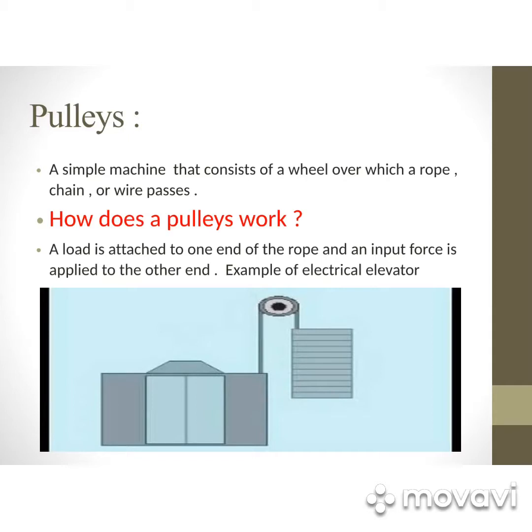This is the $1 million question. Well, the load is attached to one end of the rope, and the input force is applied to the other end. So one end of the rope is the load, the other end is the input force. This is how the electrical elevator that we use everywhere every day works. And believe it or not, it is a pulley.